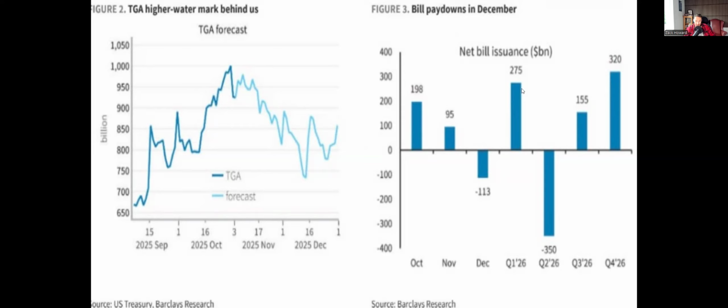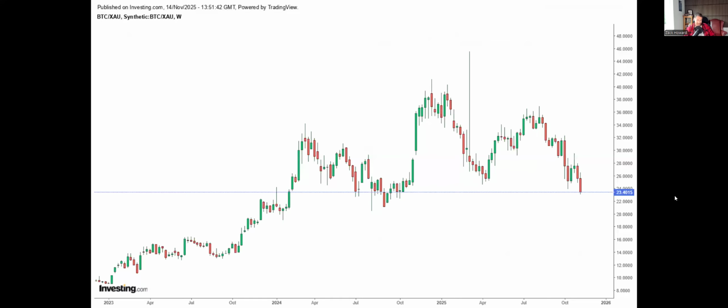As we've seen here, the positive issuance of bills has been a strain of liquidity if you haven't been able to deploy it back into the financial system. That's where we stand here today, the middle of November.